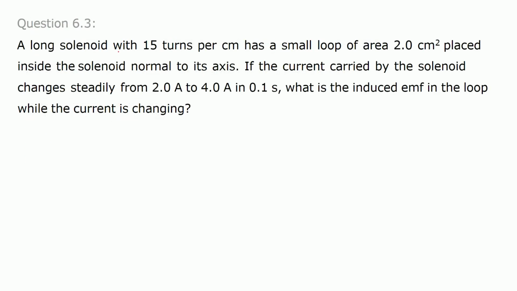A long solenoid with 15 turns per centimeter has a small loop of area this much, placed inside the solenoid normal to its axis. If the current carried by the solenoid changes steadily from 2 ampere to 4 ampere in 0.1 second, what is the induced EMF in the loop while the current is changing?